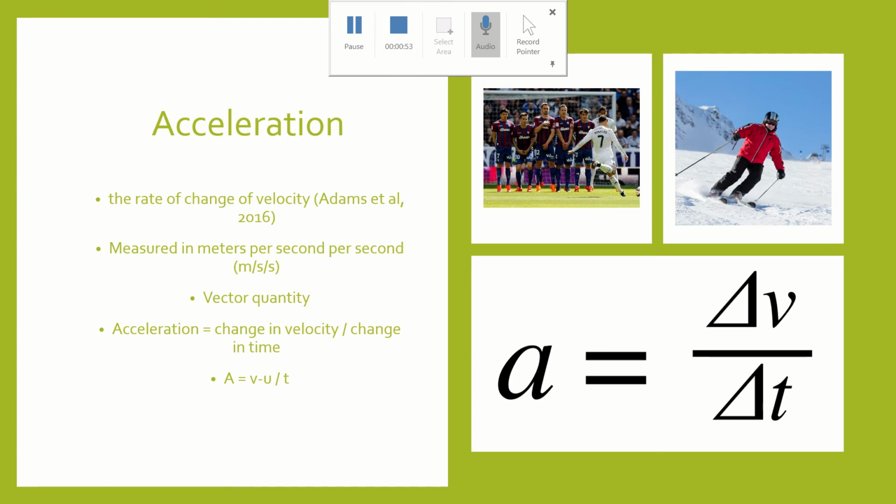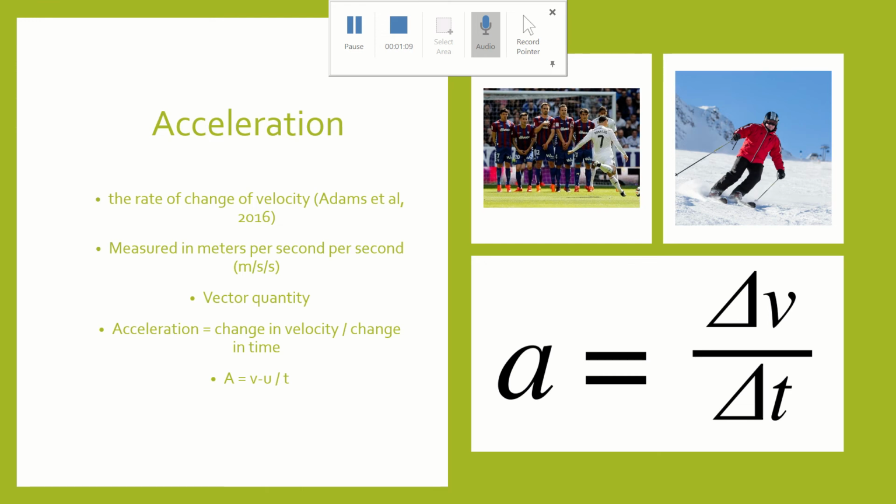The equation for acceleration is change in velocity divided by time. It can also be written as v minus u over t. U stands for initial velocity and v stands for final velocity.